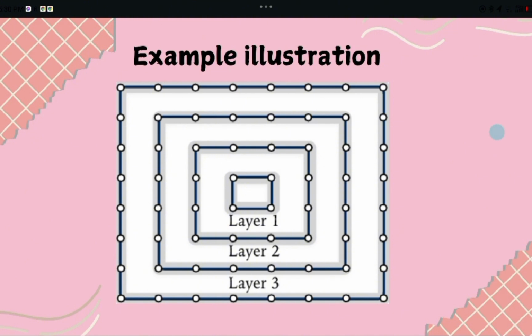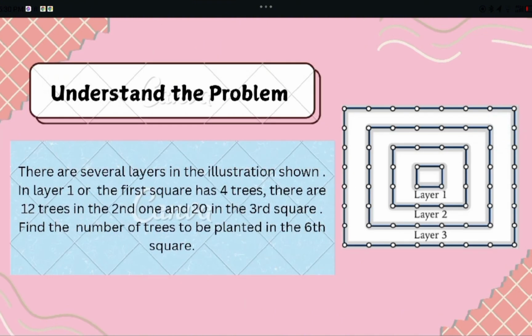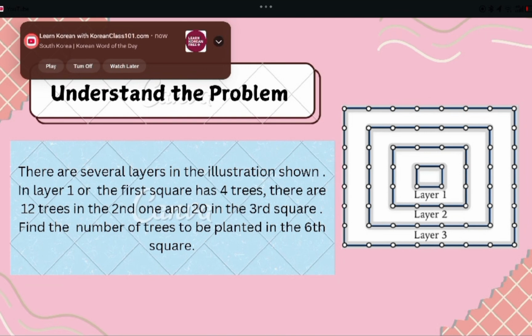So to understand the problem, as we can see in the illustration on the right side, if we observe it, the problem seems difficult to answer, no? So what we will do is count. We will count the dots that represent the trees. So we see in the first square we have 4 trees, 4 dots considered as 4 trees, 12 in the second, and 20 trees in the third square. And find the number of trees to be planted in the sixth square. So that is the problem we are looking for.